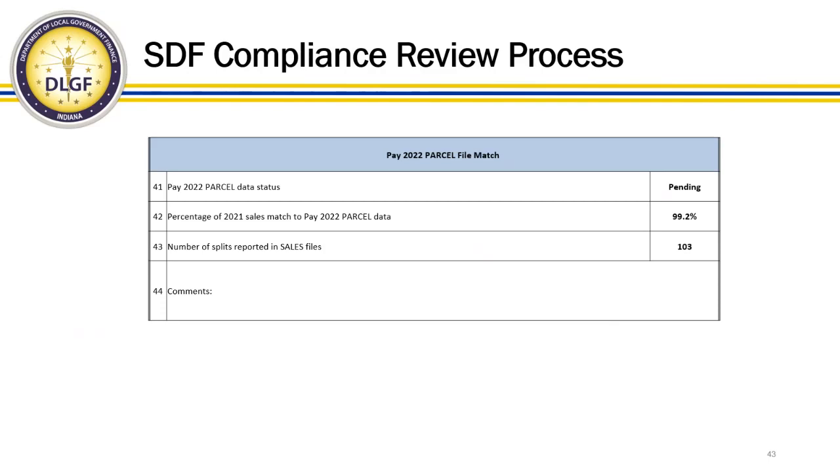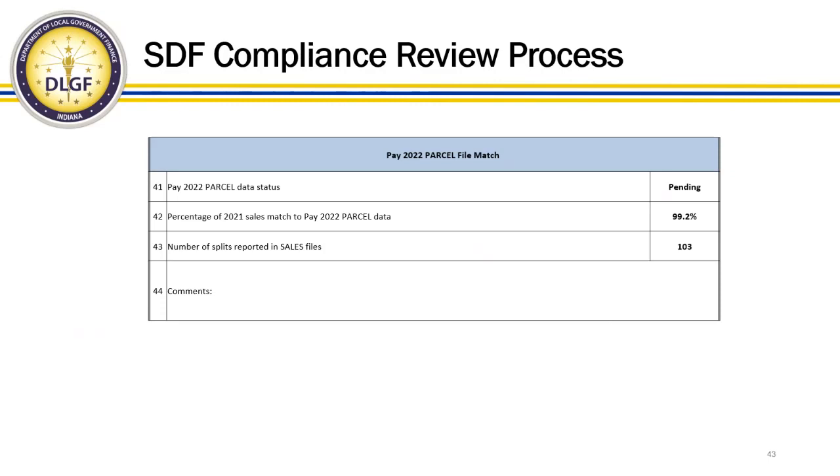It's possible that there might be mismatches, and that's most likely attributable to any splits that are noted in your sales data file. If there are splits noted in your sales file, that usually means there's going to be a new parcel number created as part of that split. And it's possible that, due to the timing, that parcel number was not in your page 22 parcel file when you submitted it earlier this summer.